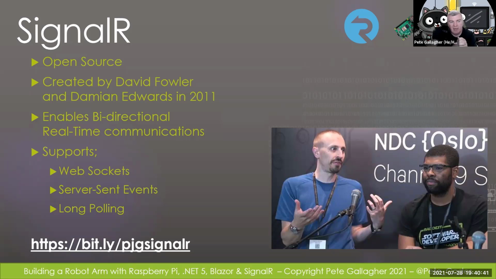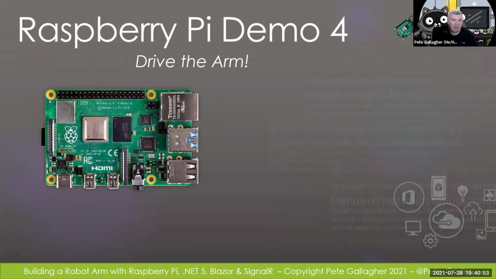It supports at the top level WebSockets, which is going to be the best way, but if it can't find a way to use that, it has this facility to drop down to server-side events and even long polling if it can't get that to work. So let us drive the arm with our Blazor and SignalR app.